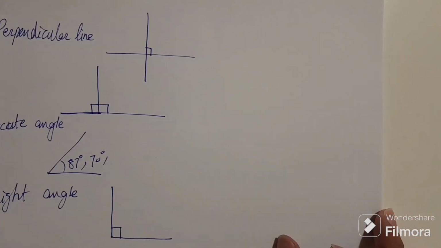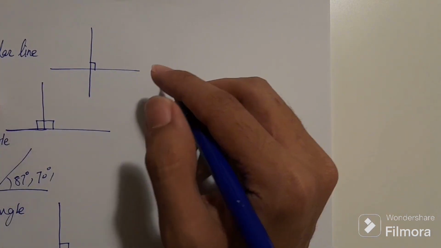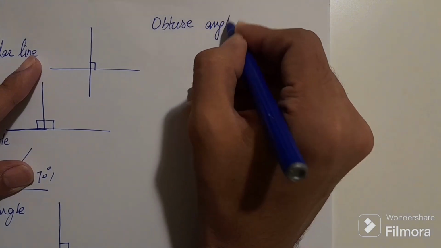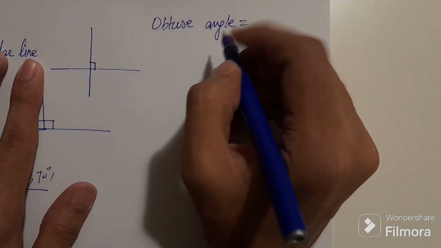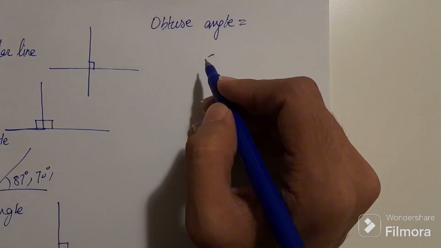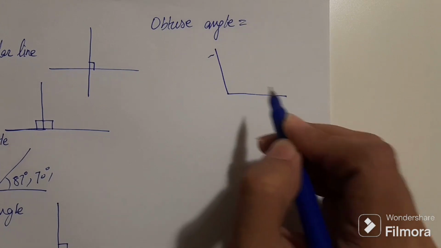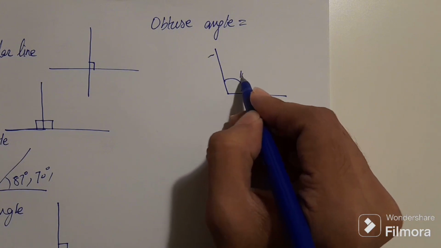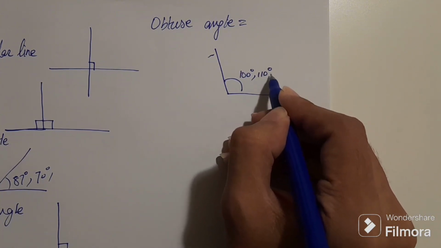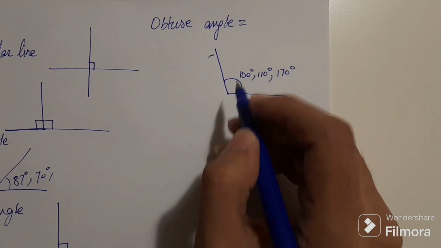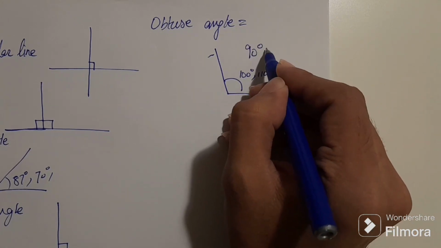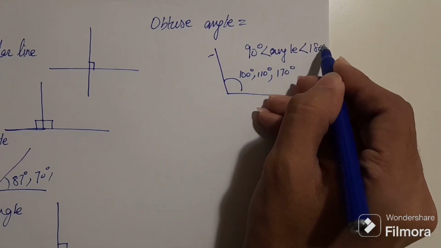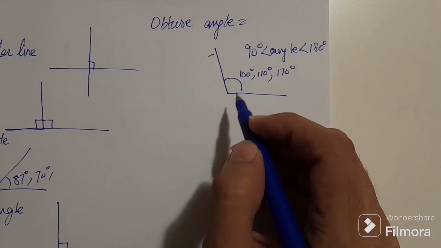The next type of angle is obtuse angle. An obtuse angle means when the angle is greater than 90 degrees. So this can be either 100 degrees, 110 degrees or even 170 degrees. Any number greater than 90 degrees and less than 180 degrees. So this is an obtuse angle.